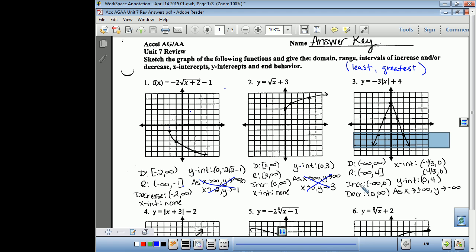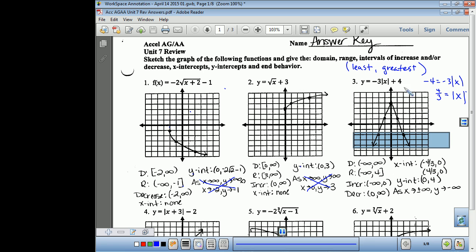Now, when we describe our intervals of increase and decrease, we're going to use those x values to set up those intervals. It's telling me my function is increasing from negative infinity to 0, and my function is decreasing from 0 to infinity. To find the x-intercepts, we can plug in 0 for the y here. And when we move that 4 over, we get negative 4 equals negative 3 absolute value of x. Divide by negative 3, so 4/3 equals the absolute value of x. So x could either be positive 4/3 or negative 4/3. The y-intercept is 0, 4. And as x approaches positive or negative infinity, y approaches negative infinity.